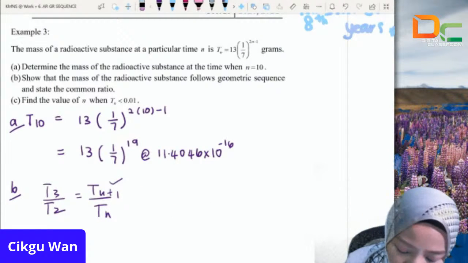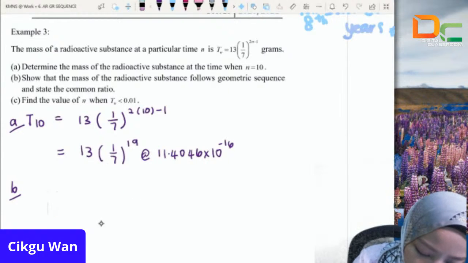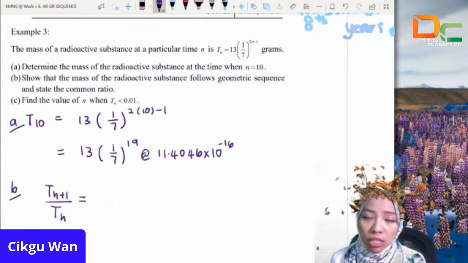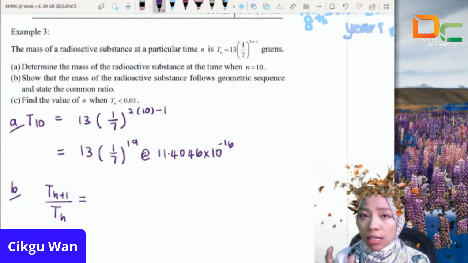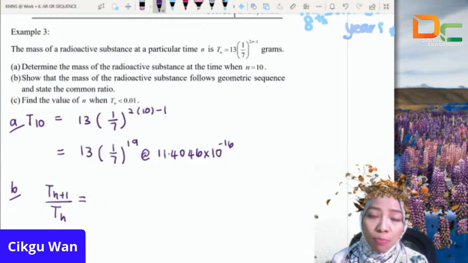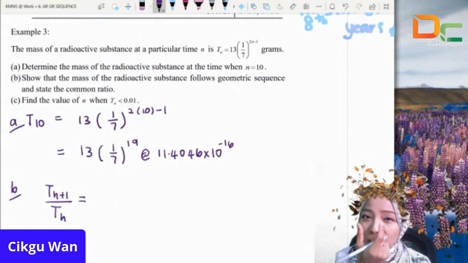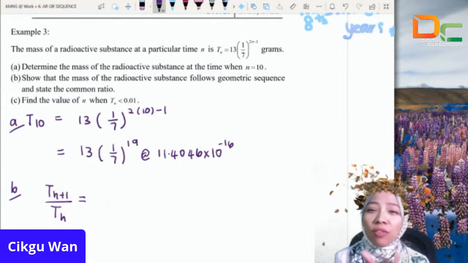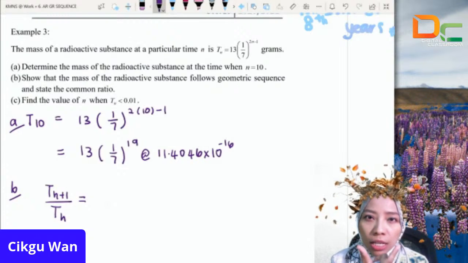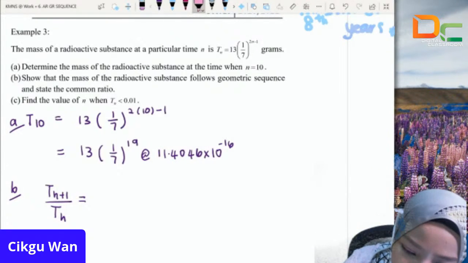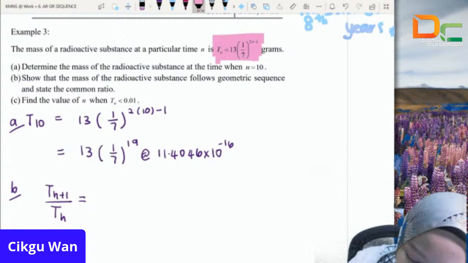Okay, so Tn plus 1. What we have to do is buktikan Tn plus 1 over Tn. Mesti you dapat constant. Dia tak ada n. Dia tidak dipengaruhi oleh n, meaning that it is independent of n. Kita kena buktikan yang it is independent of n and we get a value of a constant, which is the ratio. Okay. So we are going to substitute into this general equation given to us.